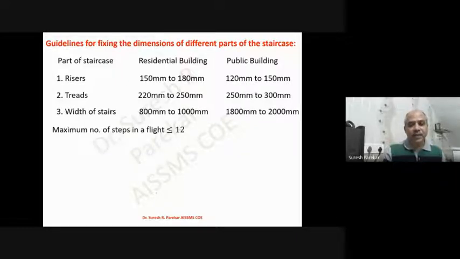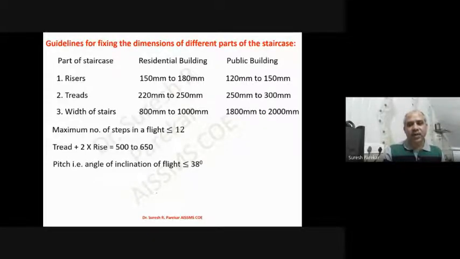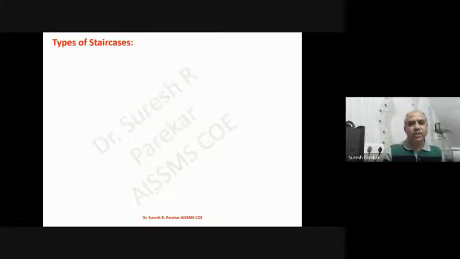Maximum number of steps in a flight less than or equal to 12. And tread plus 2 into rise should range between 500 to 650. These are the general guidelines which we can use to design a staircase. Pitch, that is the angle of inclination of the flight, is less than or equal to 38 degree. So that angle of inclination is known as pitch.